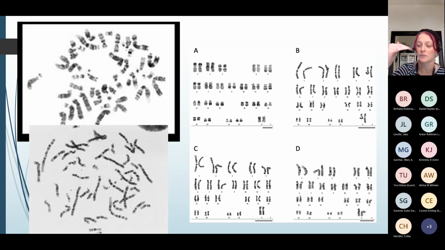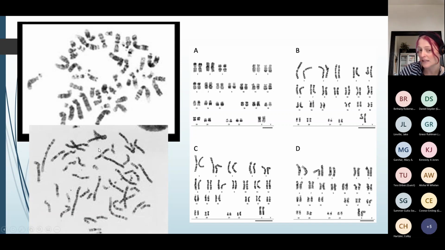You want to get a nice banding pattern, and you want to be able to easily differentiate between the multiple different chromosomes. You don't want them too far spread out because then sometimes they overlap and crisscross each other, like in this one.